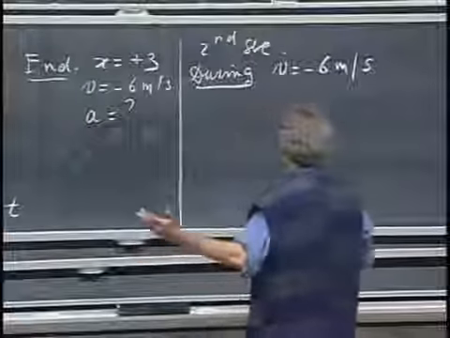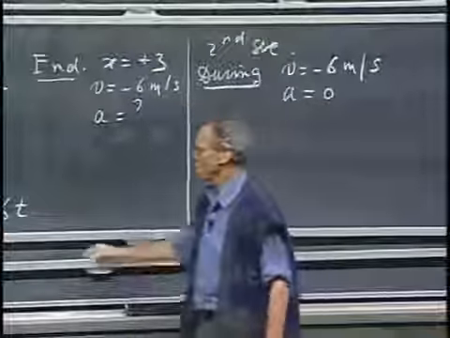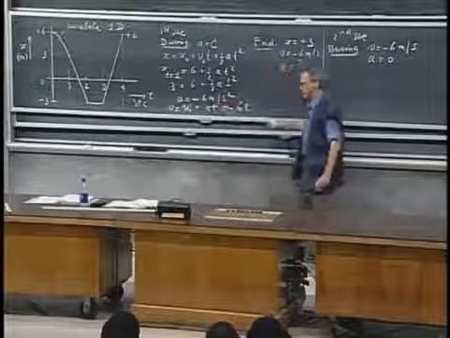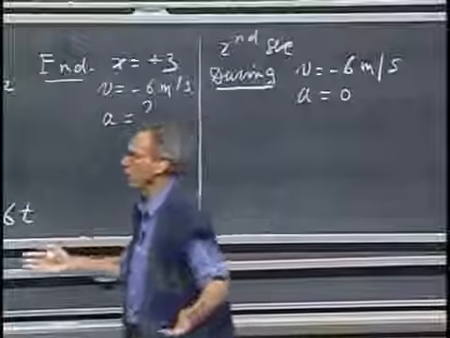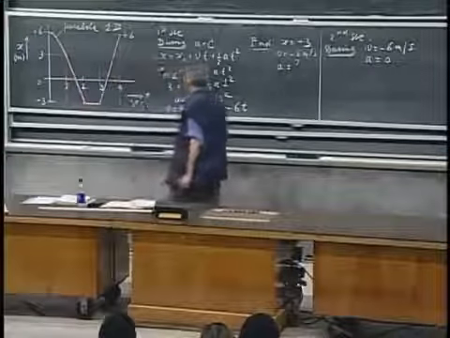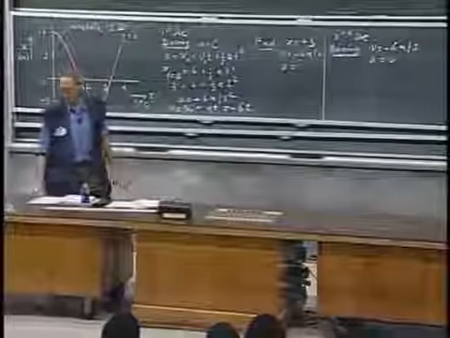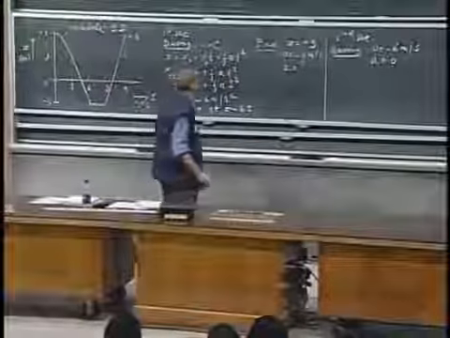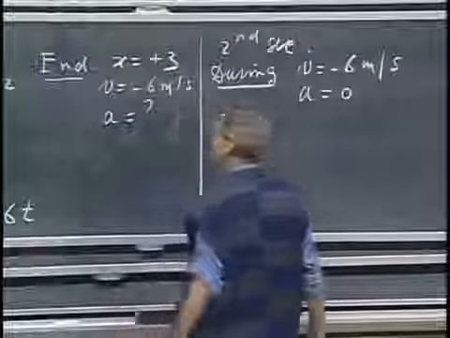The acceleration is therefore 0. You see that the acceleration changes abruptly from minus 6 meters per second squared to 0, so I can't tell you what it is exactly at this moment in time. So that's the situation during the second second. And what is the situation at the end of the second second?